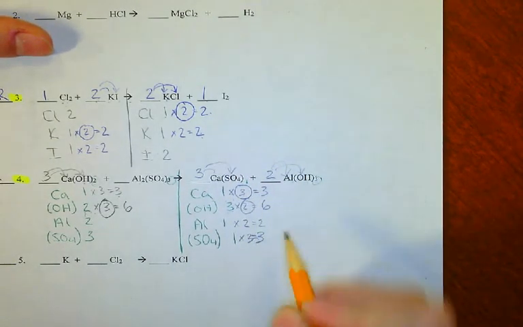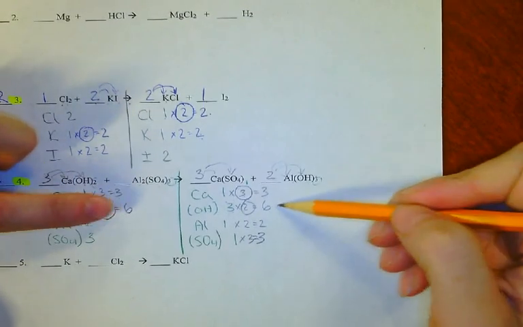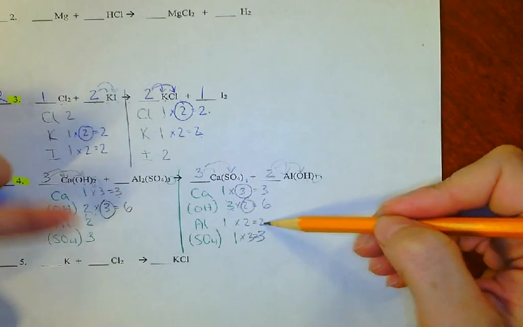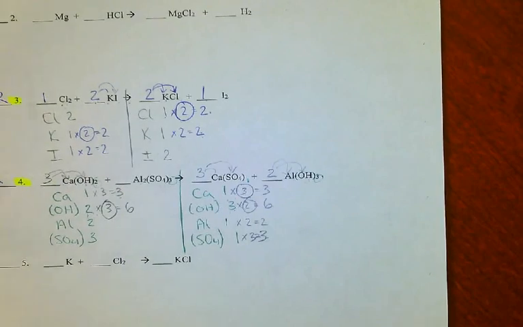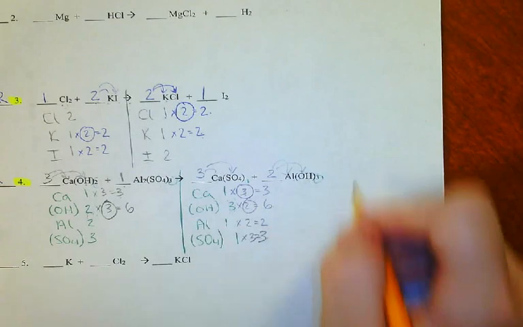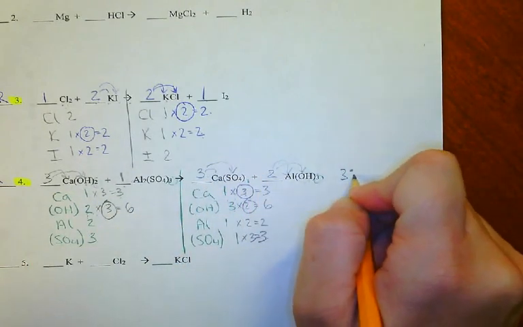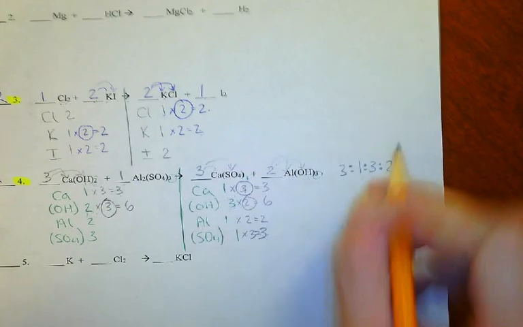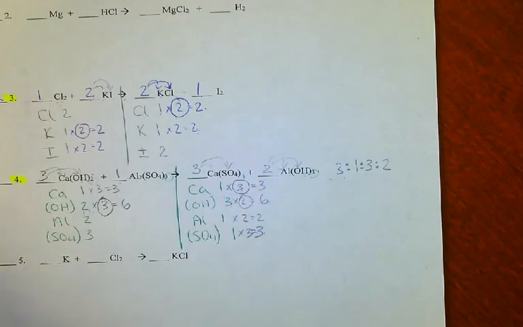Okay, so we can take stock. I've got 3 calciums on each side, 6 hydroxides on each side. I've got 2 aluminums on each side. And would you look at that? 3 sulfates on each side. So I'm balanced, which means this blank is just 1. I have 1 of them. So the ratio of coefficients, if we want to do it that way, I have 3 to 1 to 3 to 2. Okay, so 3, 1, 3, 2. And we're balanced.